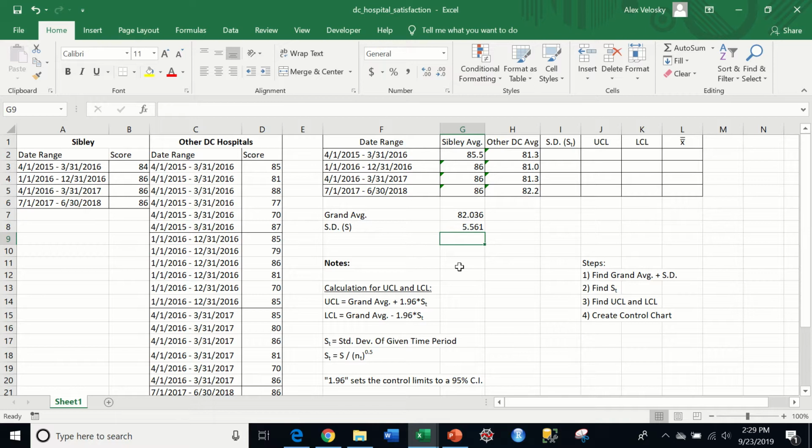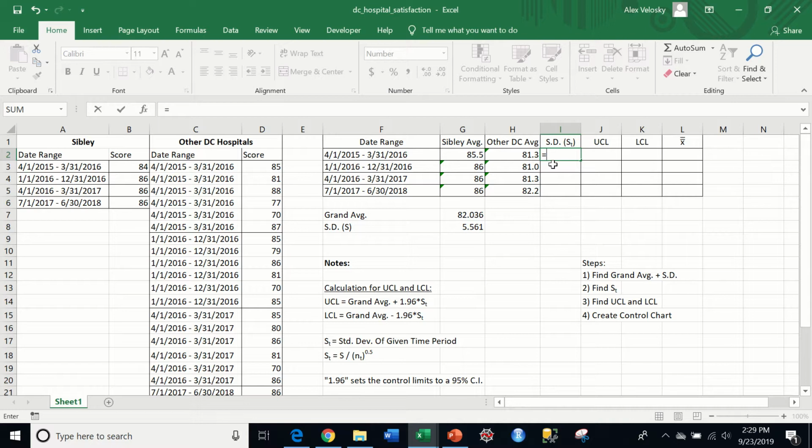Next, we'll want to find the standard deviation for each time period, which is denoted as ST. And for that, the equation to define that would be to take our standard deviation here and divide it by the number of scores in each time period. So there's about 6 scores in each time period, so you can either do standard deviation here divided by the square root of 6, or you can type in this equation here.